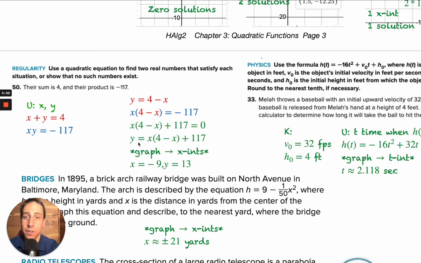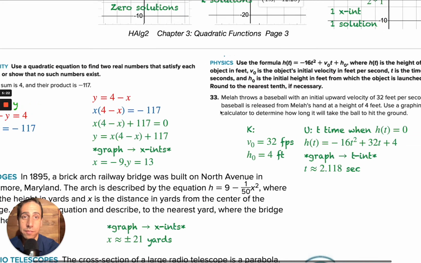Set them equal to 0, and then y is equal to, or f of x is equal to, x times (4 minus x) plus 117. You pull out the graph, you graph this, and you look for the x-intercepts, and they're at -9 and +13. That's how you could do it, using a graph.